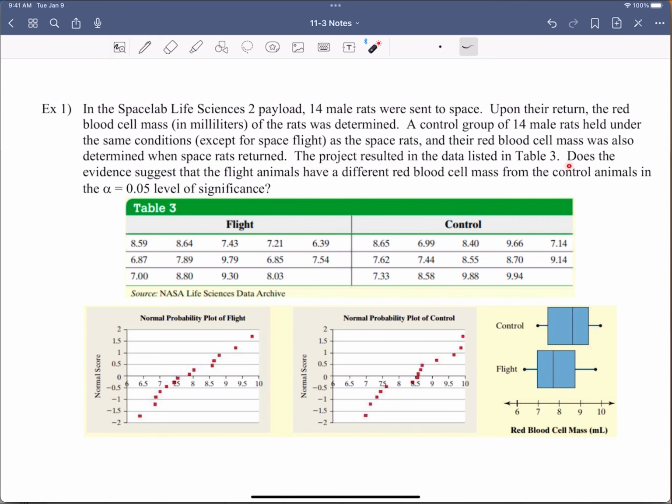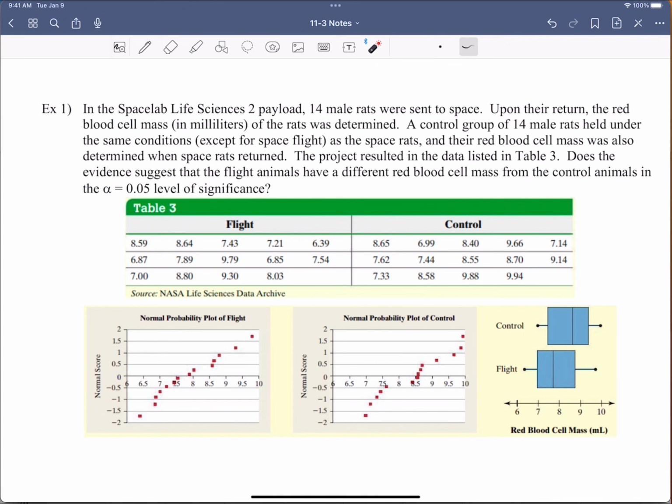And here's the question. Does the evidence suggest that the flight animals have what? A key word right there. Different red blood cell mass from the control animals with this level of significance. So we have 28 rats. 14 were in flight and 14 stayed on base, I guess, or wherever in the science lab that we're going for.